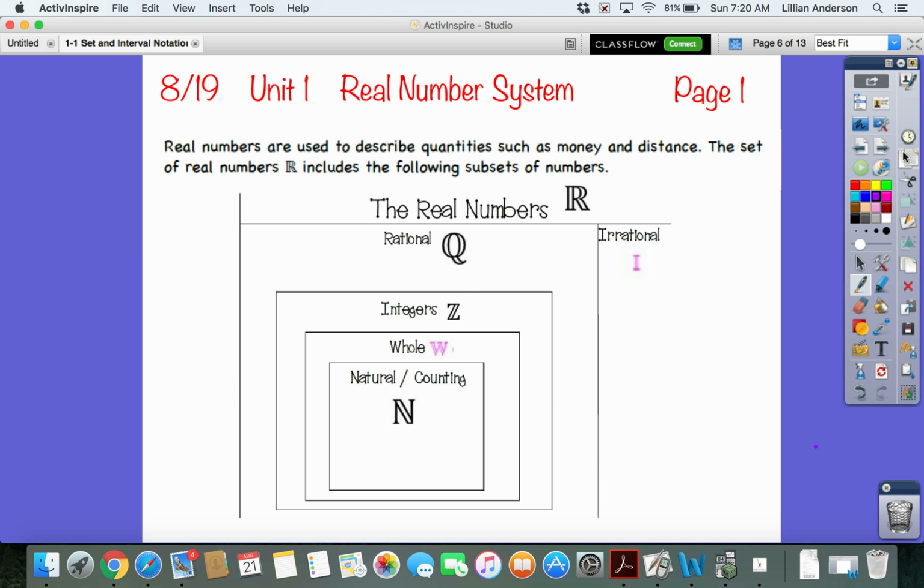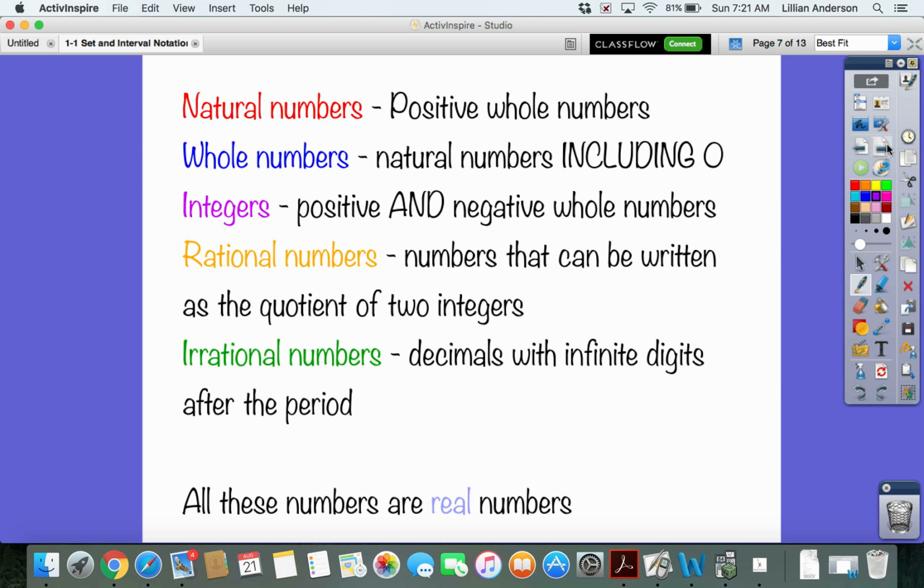So what are these numbers? Natural numbers are your positive whole numbers, the ones that you count with. 1, 2, 3, 4, 5, 6, 7, 8, 9, 10. All of those are your natural numbers. Your whole numbers are all of your natural numbers, including 0. So those would be 0, 1, 2, 3, 4, 5, and so on and so forth. Those are your whole numbers. Now, integers are your positive and negative whole numbers. So that's everything from -3, -2, -1, 0, 1, 2, 3, 4, and so on, in both directions, okay? So it's your positive and negative whole numbers.